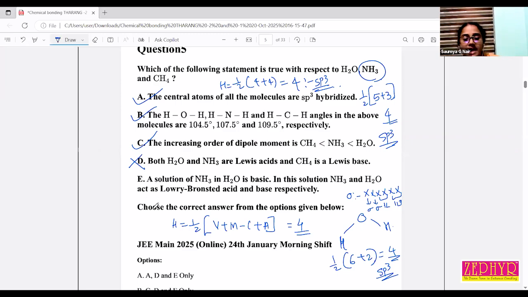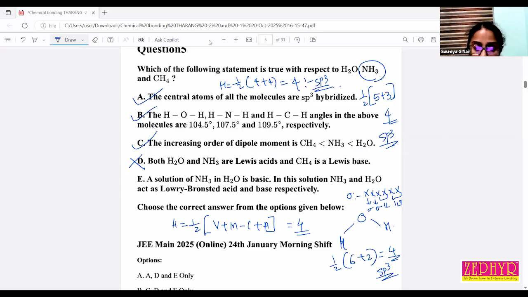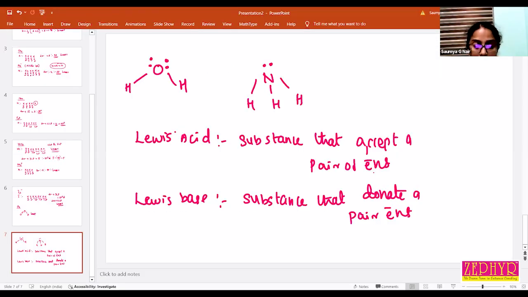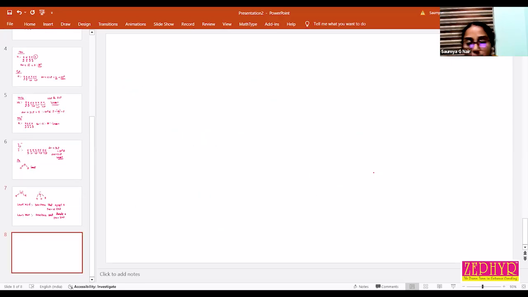Then, a solution of ammonia and water is basic. In this solution, ammonia and water act as Lowry-Bronsted acid and base respectively. According to the acid-base concept, what is a Lowry-Bronsted acid and base? This is also learned in the equilibrium chapter. Bronsted-Lowry acid.